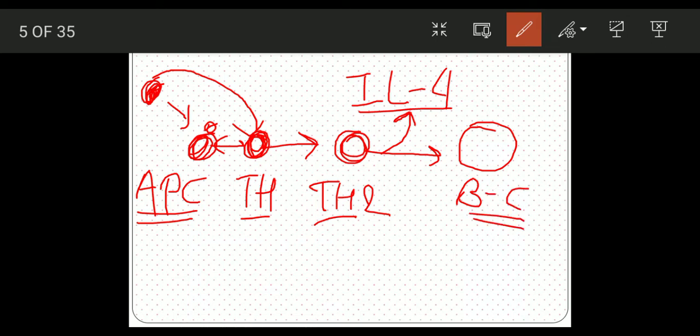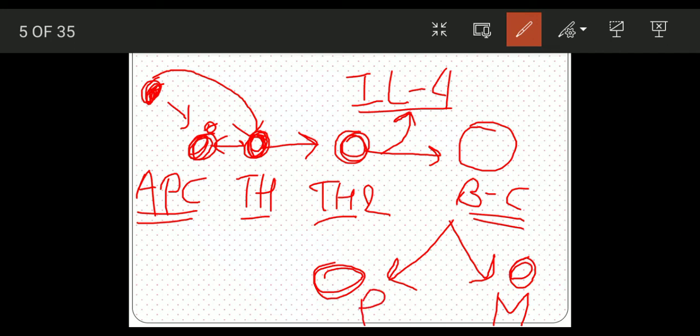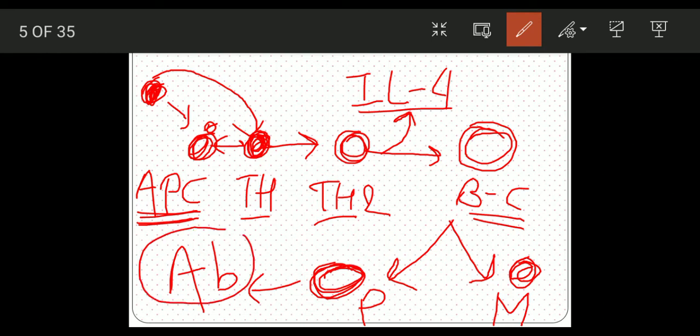Now this B cell forms two other cells: a memory cell and a plasma cell. The job of the plasma cell is to produce antibodies. Okay, guys. The first job is of the APC, the antigen presenting cell, that presents this antigen to helper T cells. These helper T cells get activated and form TH2, and then they release IL4, interleukin 4, the protein, and form B cells. These B cells form two types of cells, the plasma cell and the memory cell. The plasma cell's job is to produce the antibodies in the body.